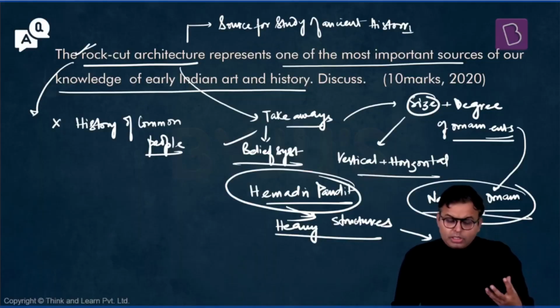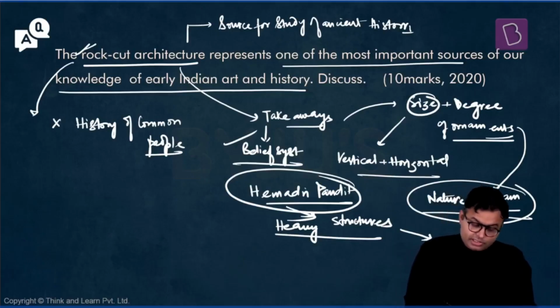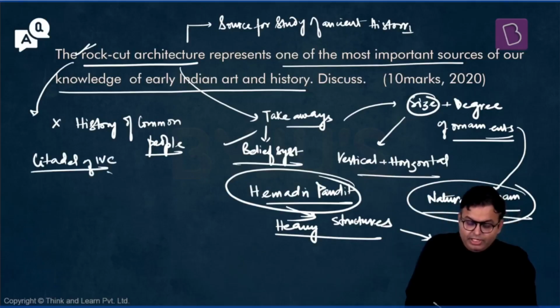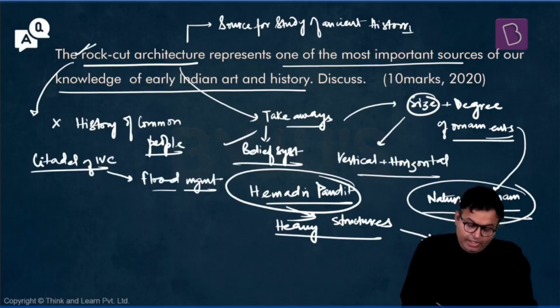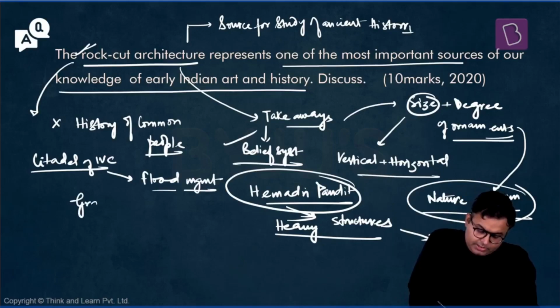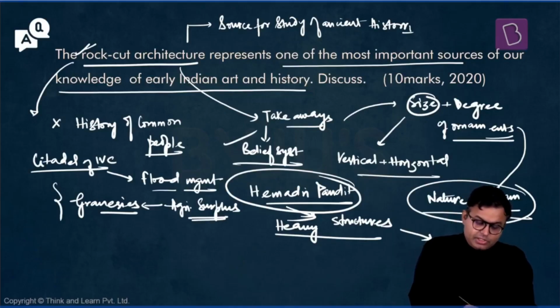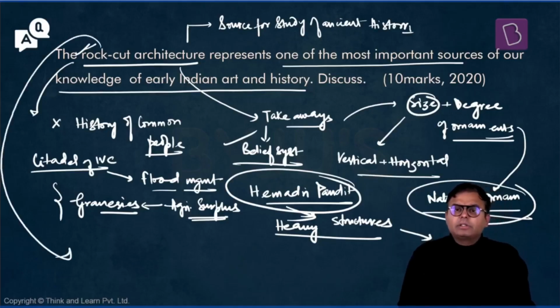So, when we talk about rock-cut architecture, why not also discuss the citadel of the Indus Valley civilization, where we find emphasis on disaster management and flood management. The granaries give us an ample view of agricultural surplus and how they were effectively managing it. When we talk about Indus Valley architecture, we also talk about their drains.